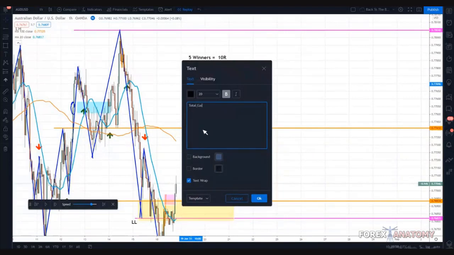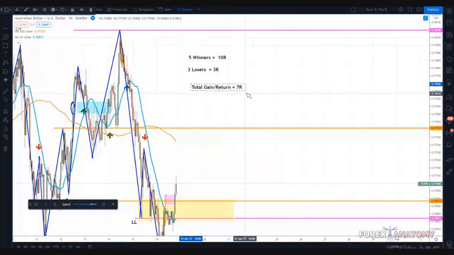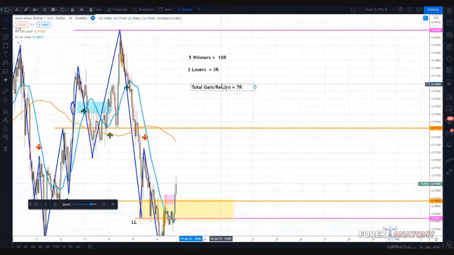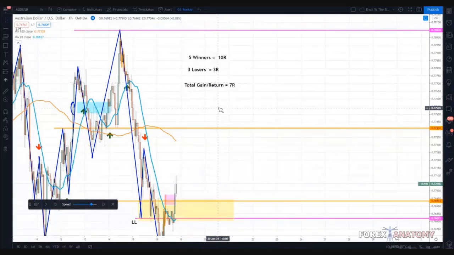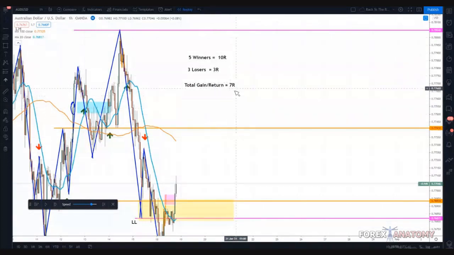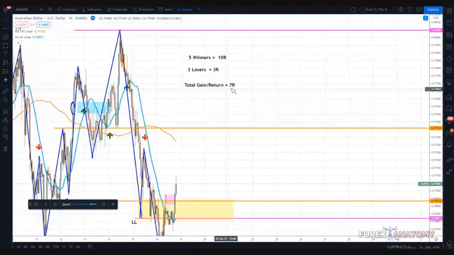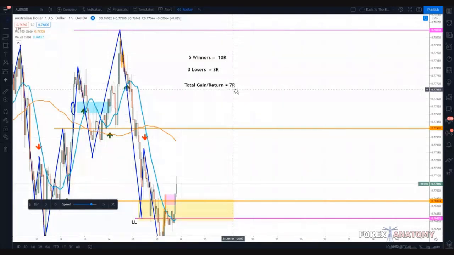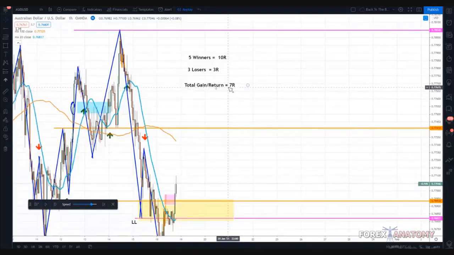Total gain/return equals 7R in that case. So you're still very much in profit. Now, if you risk 2% per trade, then you take this 7 times 2, and you'll be up 14%. If you risk 1% per trade, then you'll be up 7%. Out of all the trades that we just calculated, you'll be up 7%.